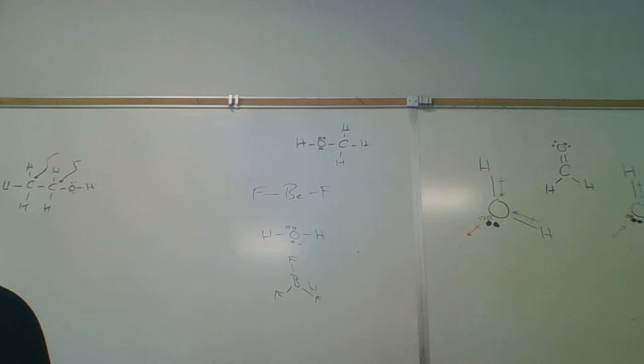How many ways are there of counting electrons in Lewis structures? There's the octet, there's formal charge, and there's oxidation state. The only difference is how we divide the electrons.